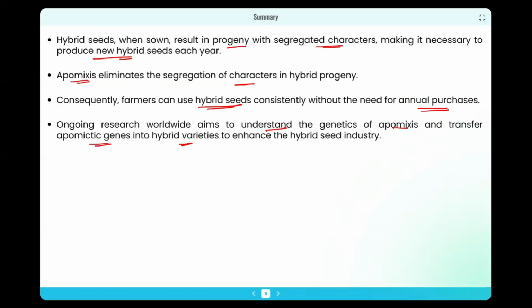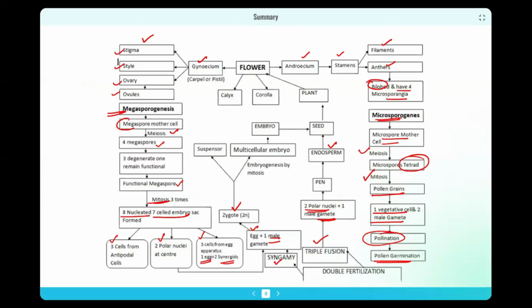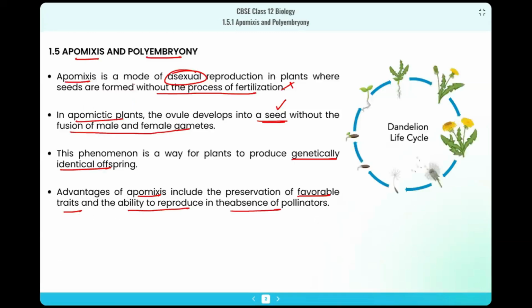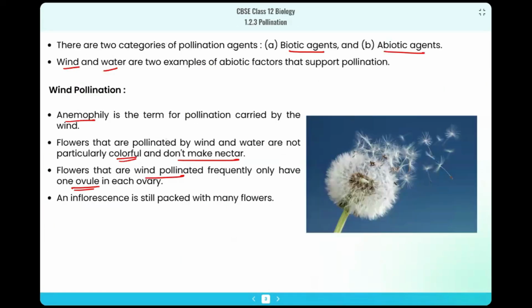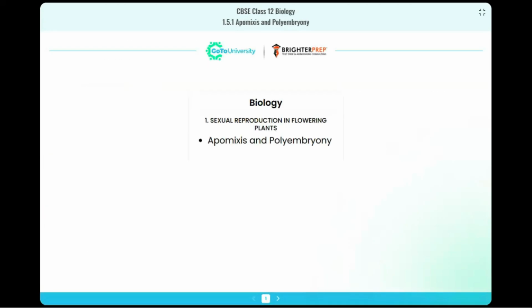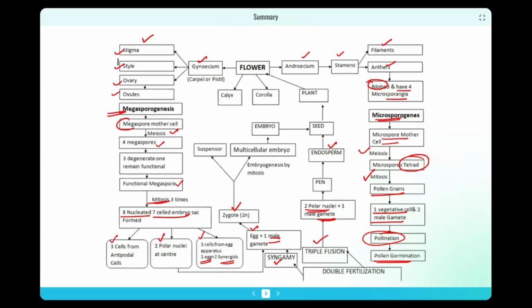So, this is the summary of the chapter, what we have learned till now. For this chapter, you have to focus on the male reproductive organs, the female reproductive organs, the processes of megasporogenesis and microsporogenesis, and the fusion, that is double fertilization, which consists of syngamy and triple fusion. Finally, these develop into the embryo and endosperm respectively, which develop into a plant.